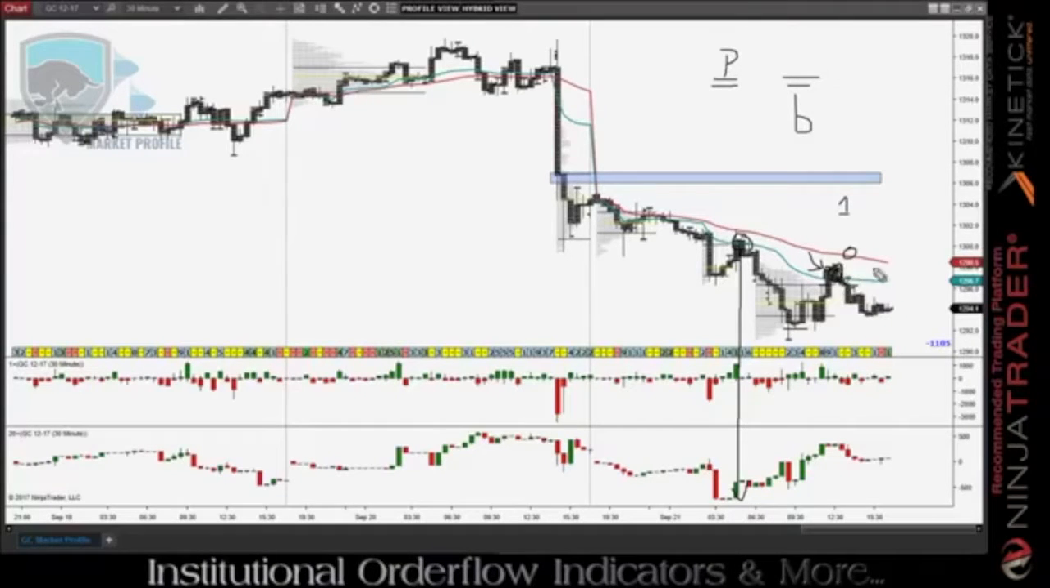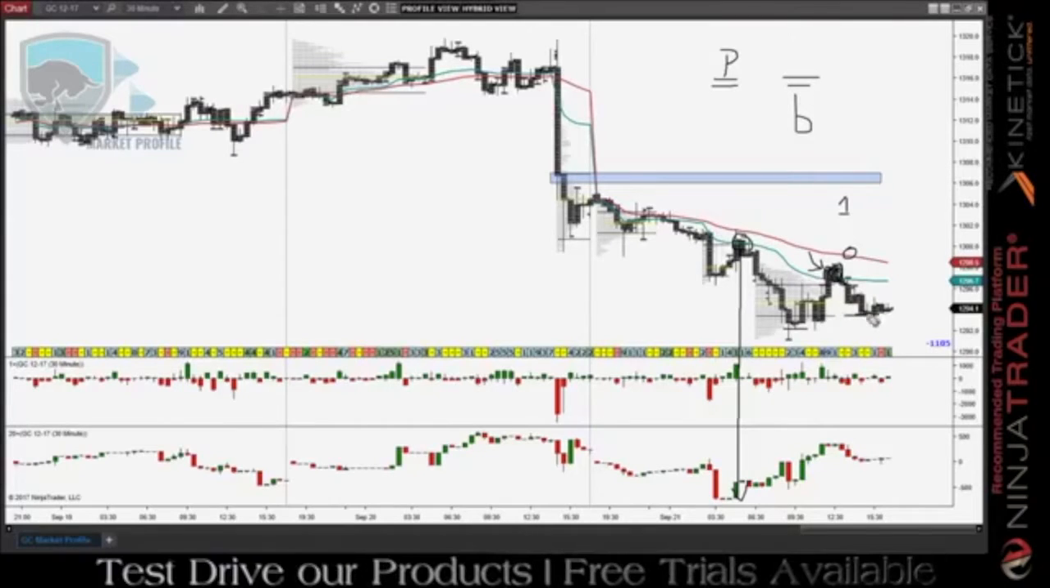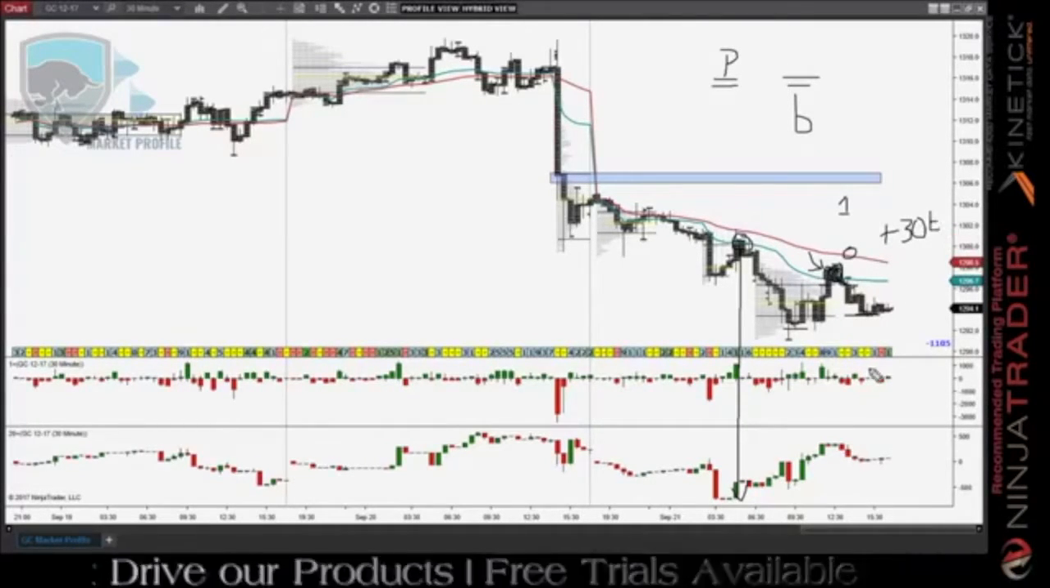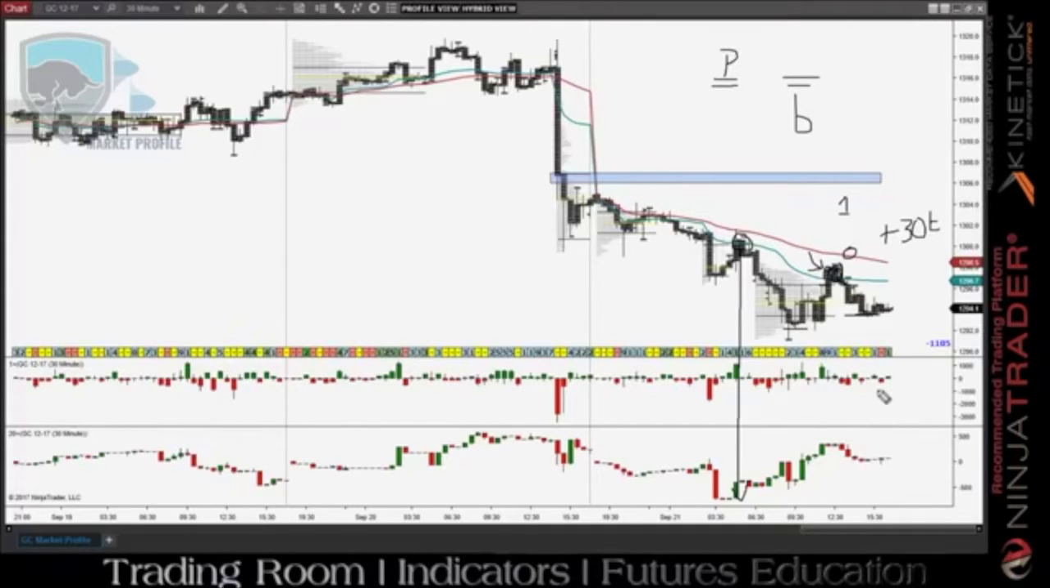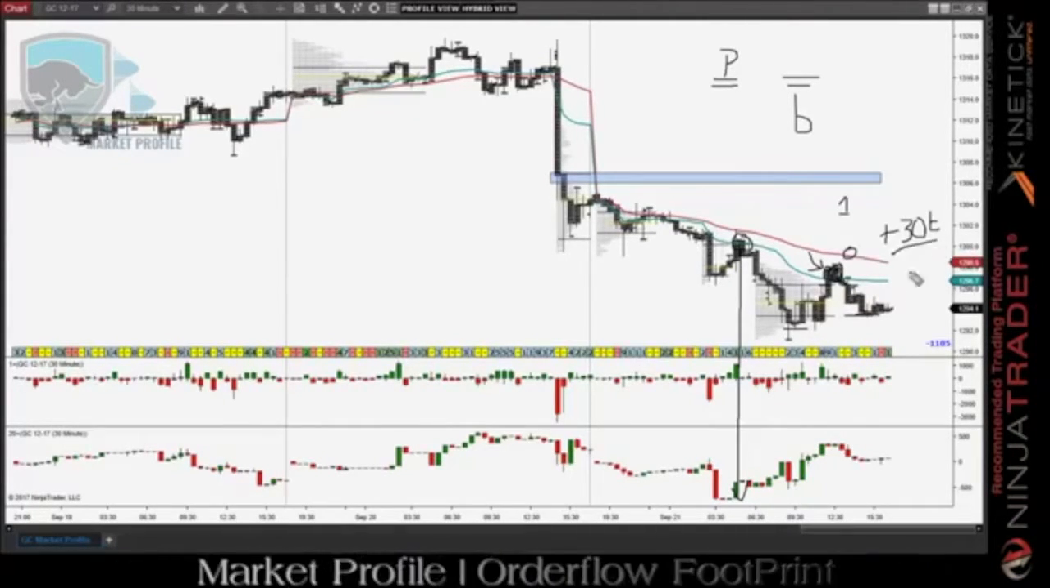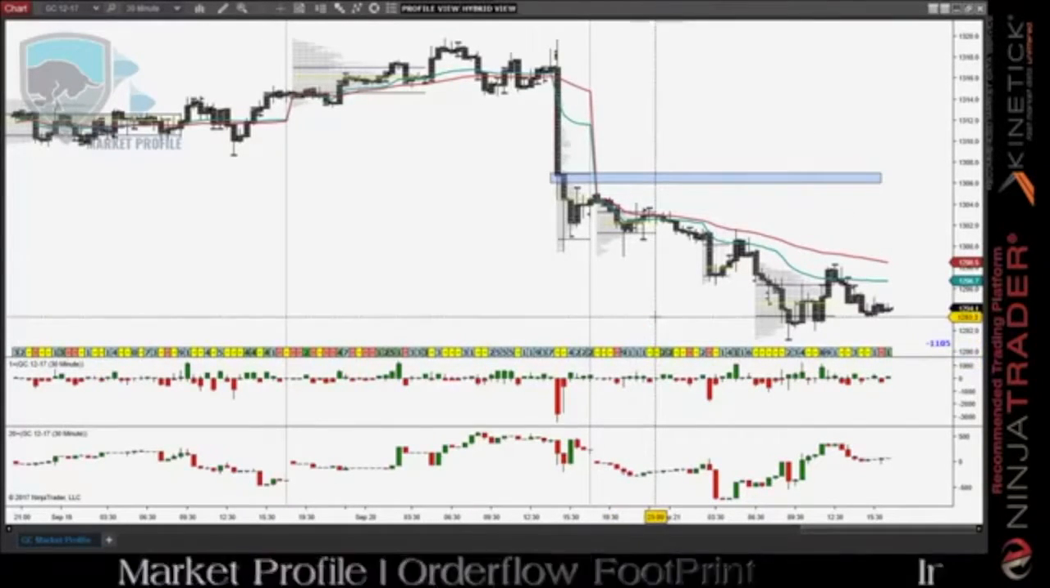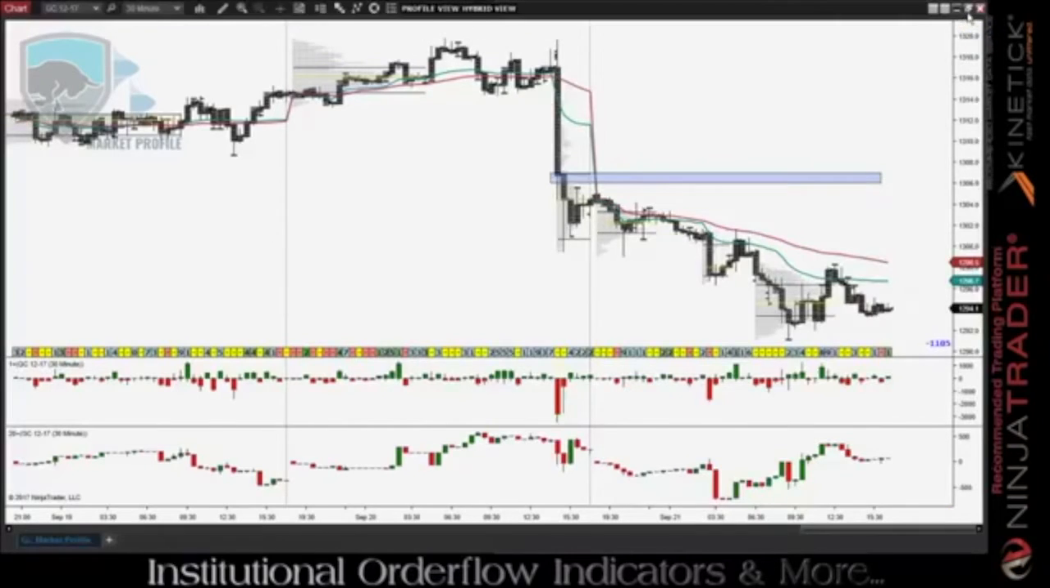We got to VWAP. I got short there, one contract, sold it off down here, good for 3 points. That's 30 ticks. Took a little while after the market settled, and yeah, made a good 30 tick profit on that one. And that's just one contract that brought about $300 of profit.